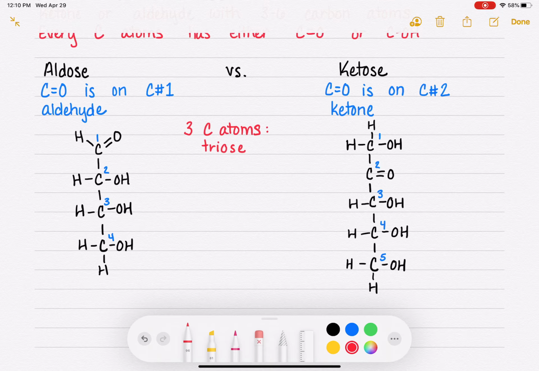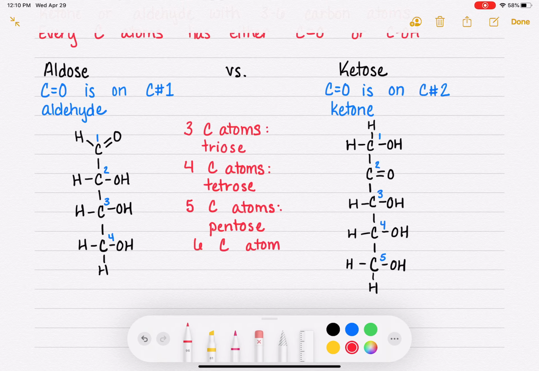If we have 4 carbon atoms, we will call that a tetrose, where tetr is going to be our prefix meaning 4, and ose is our suffix telling us that it's a saccharide. If we have 5 carbon atoms, we can also call it a pentose, pent for 5. And if we have 6 carbon atoms, we can call it a hexose. And these names, triose, tetrose, pentose, hexose, they apply to both the aldoses and the ketoses.